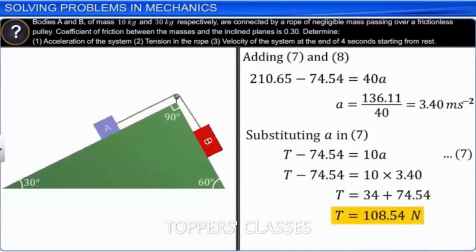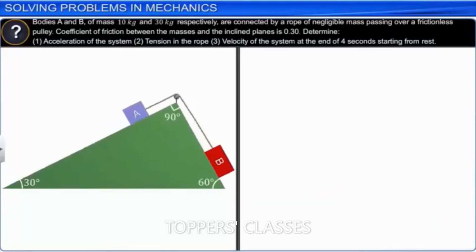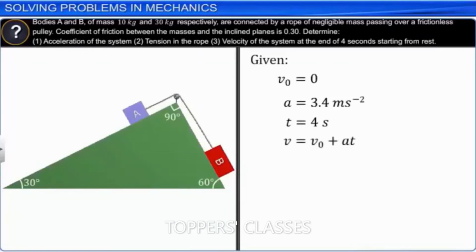Now, we need to find the velocity at the end of 4 seconds. Given that the initial velocity of the system, v0, is equal to 0, acceleration of the system, a, is 3.4 meters per second squared, and time t is 4 seconds. We can use the equation of motion v is equal to v0 plus at to determine the velocity at the end of 4 seconds. Substituting the values and simplifying, we get the final velocity, v, as 13.6 meters per second.